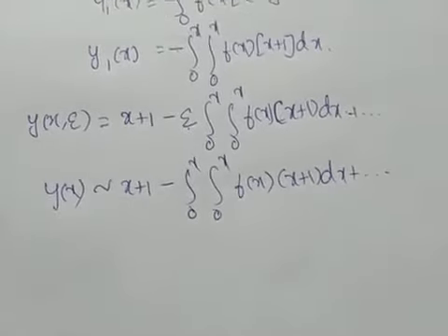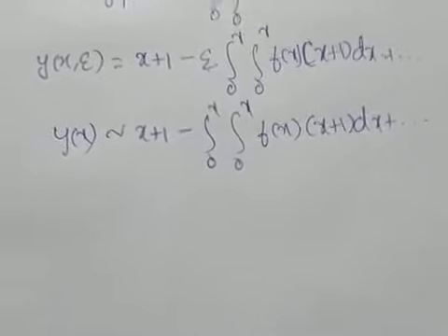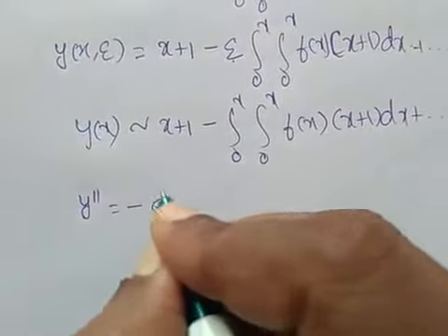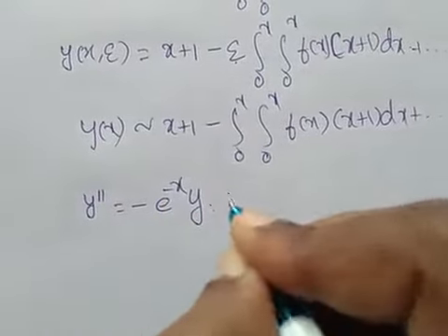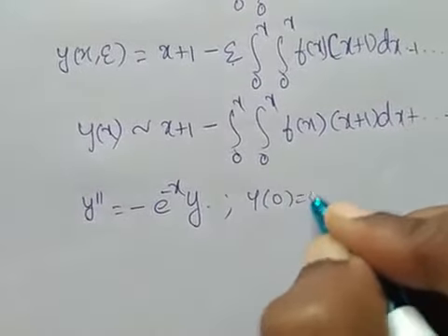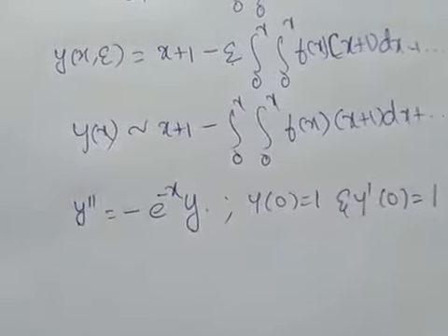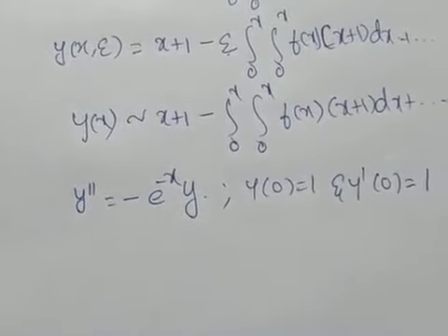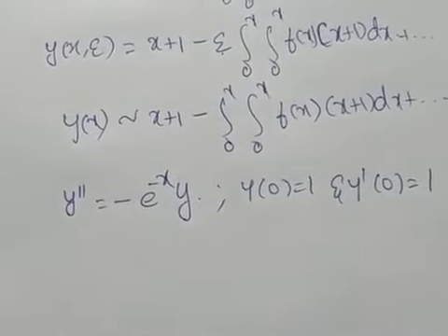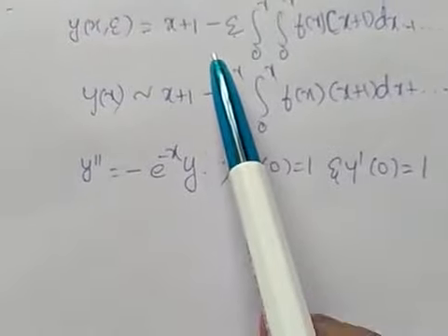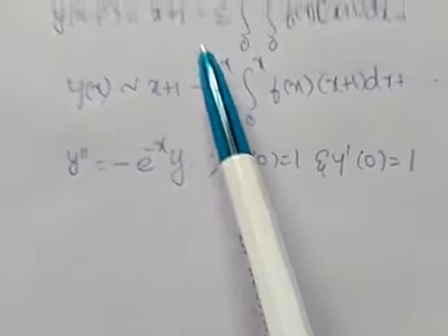Now I am going to consider another problem. y double dash is equal to minus e power minus x y, with the condition y of 0 equal to 1 and y dash of 0 equal to 1. We can follow the same procedure as we did in the first problem. This problem is the same as our previous problem, so I am not going to repeat all the steps.